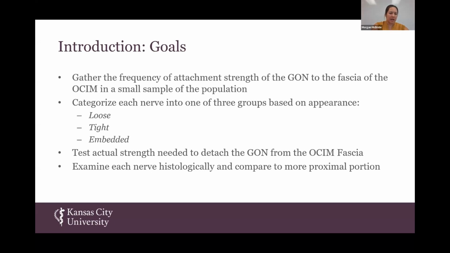So I'm going to categorize, or I did categorize, the nerve into three different categories of loose, tight, or embedded. And I'll go into how I picked that out and describe that in a little bit. And then I test the actual strength of the nerve to detach it from the muscle. And then the last thing we're going to do, which unfortunately isn't quite done yet, we're going to examine the nerve histologically and see if there's any damage to it.